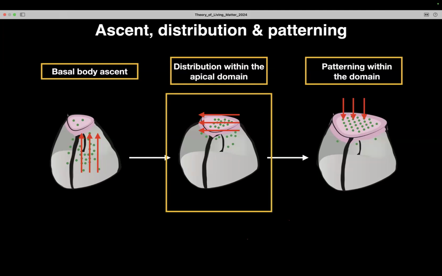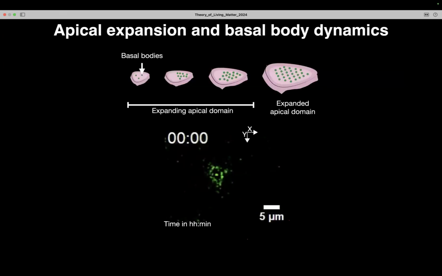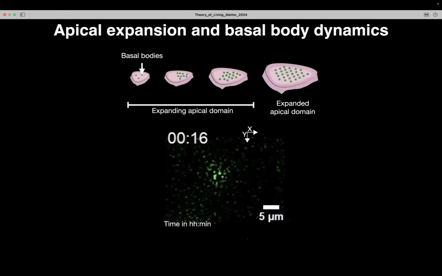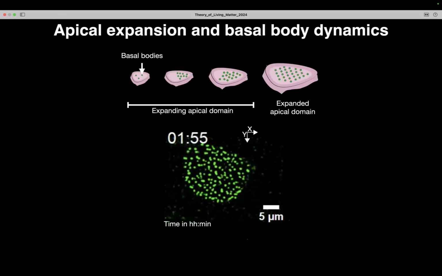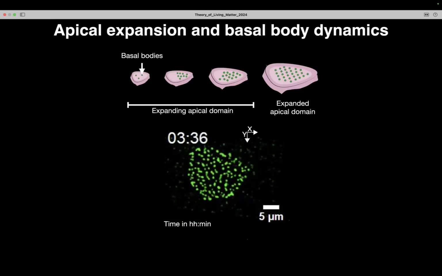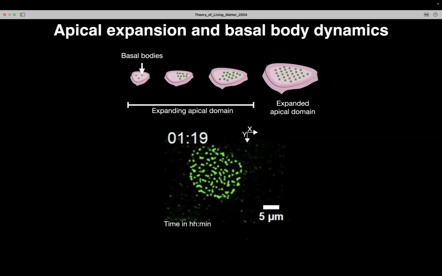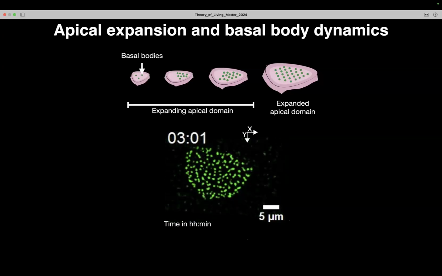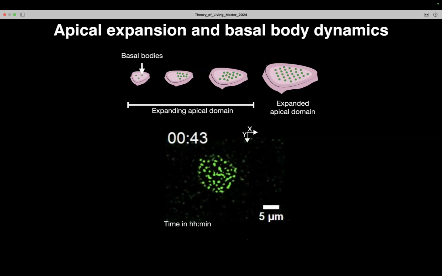So first, what we did in the lab, we started addressing the second and the third part of the process. So basically how basal bodies get distributed and patterned within the apex, so within the apical side of a cell. Here we have to consider two elements. On the one hand side, the dynamics of basal bodies themselves.